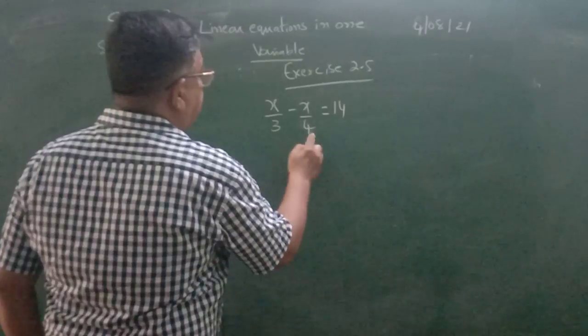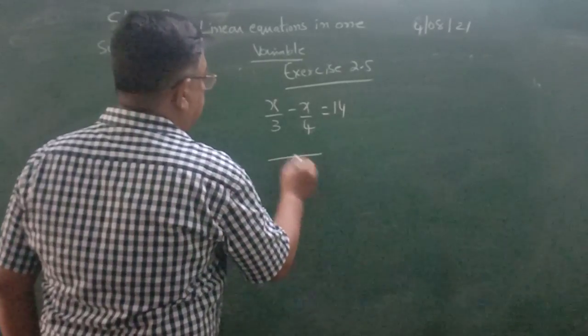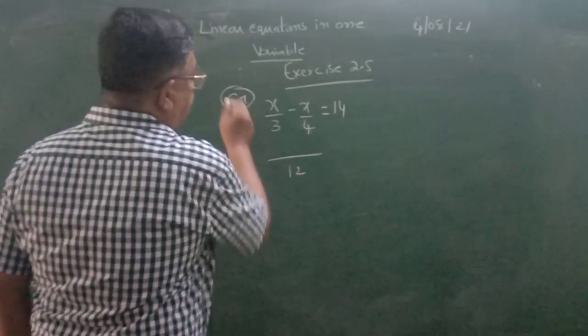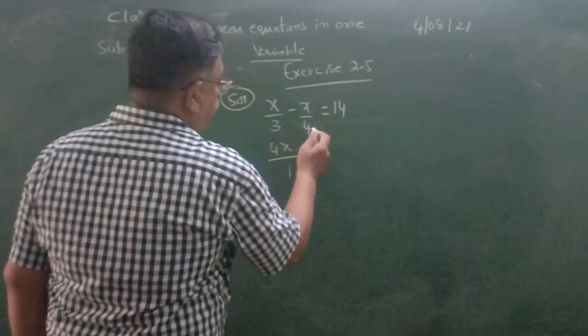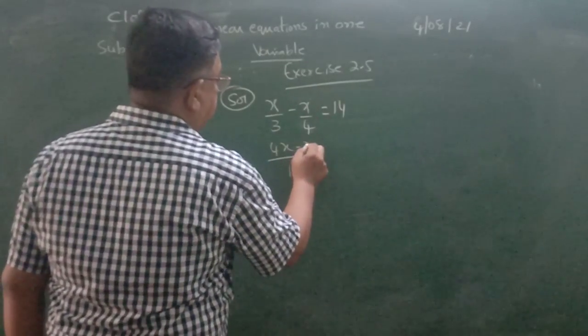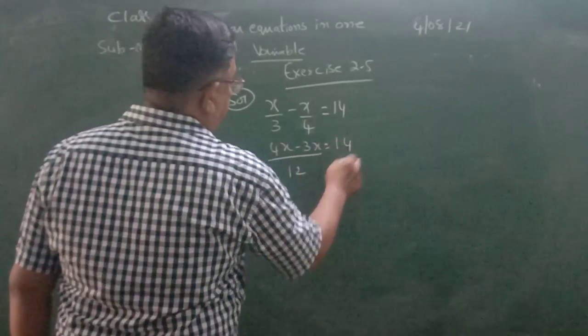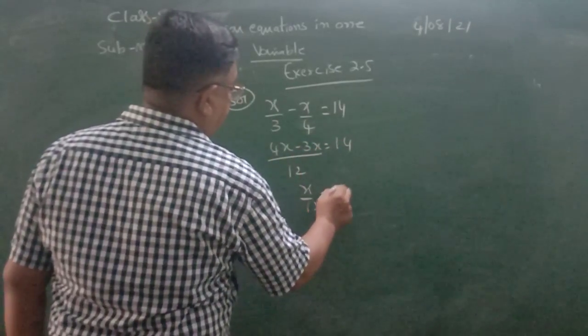The denominators here are 3 and 4, and the LCM is 12. So the first step, we take as it is. 3 divides 12, 4 times, 4 into x, 4x. 4 divides 12, 3 times, 3 into minus x, minus 3x is equal to 14. x by 12 is equal to 14.